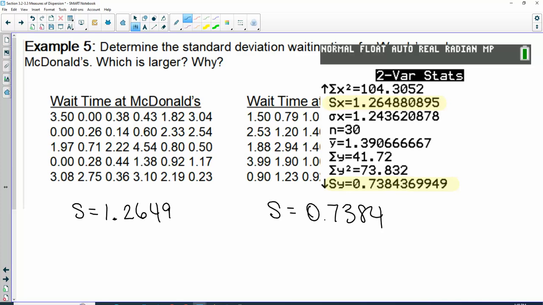So if I'm looking at these numbers, McDonald's has a bigger standard deviation. Why? Right, theirs were more spread out. So this one's larger because the times were more spread out.